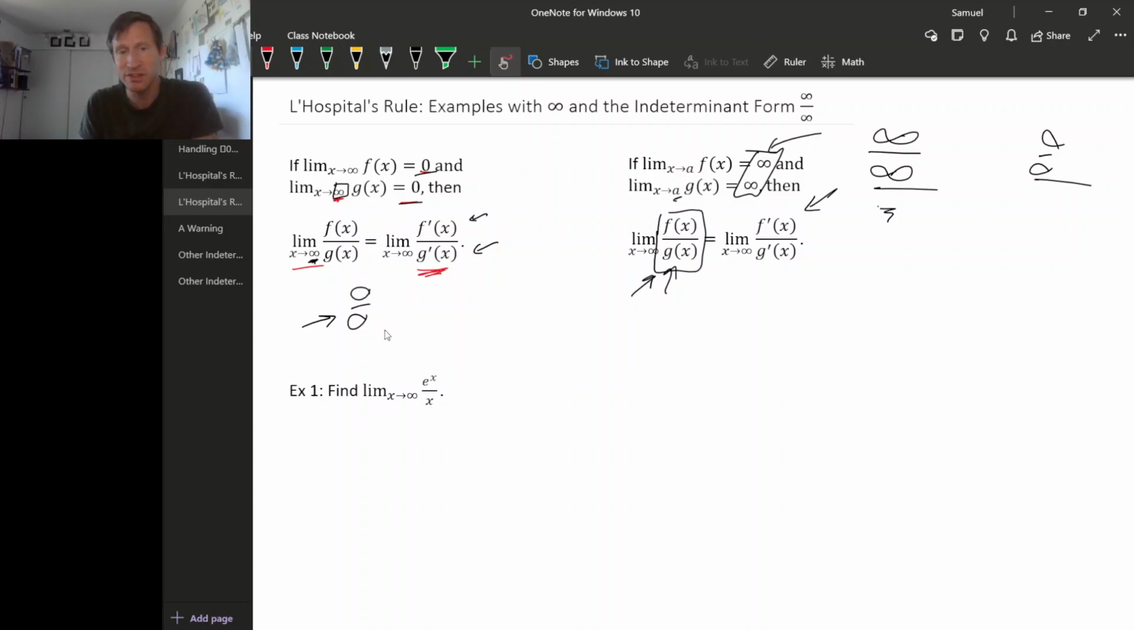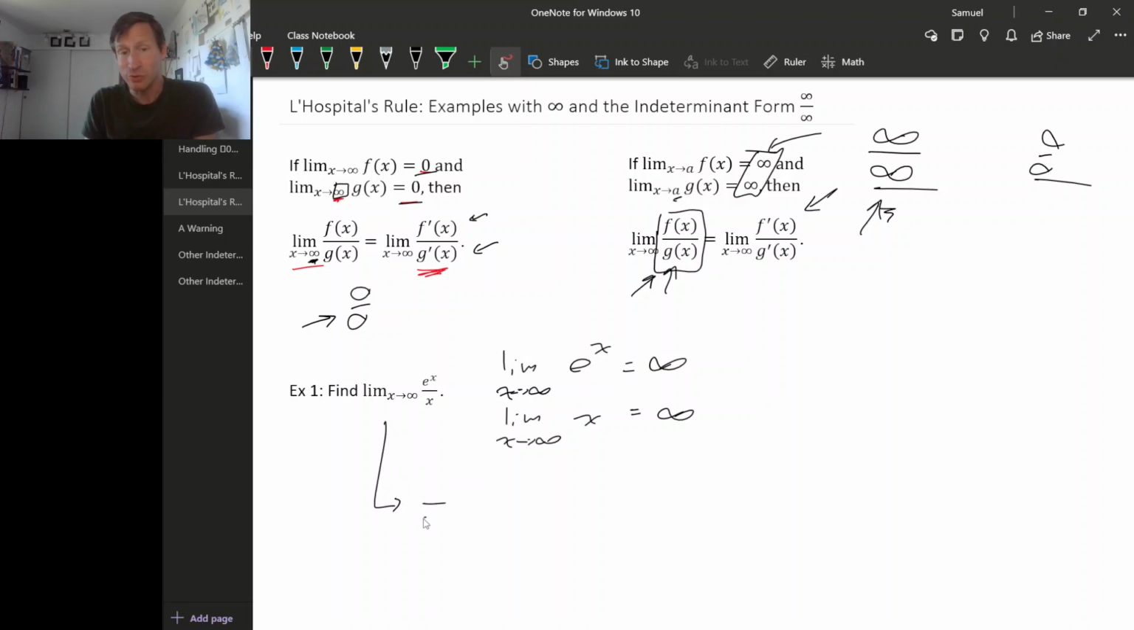So first example, let's find the limit as x goes to infinity of e to the x over x. Now this is the infinity over infinity kind of indeterminate form because the limit as x goes to infinity of e to the x is infinity, and the limit as x goes to infinity of x, the denominator, is, well, of course, that's also infinity. So this is an infinity over infinity kind of indeterminate form.